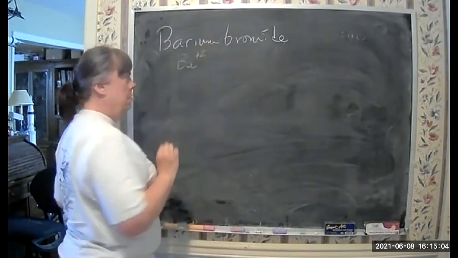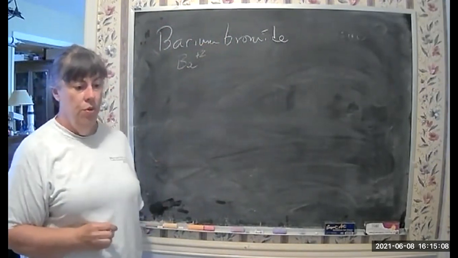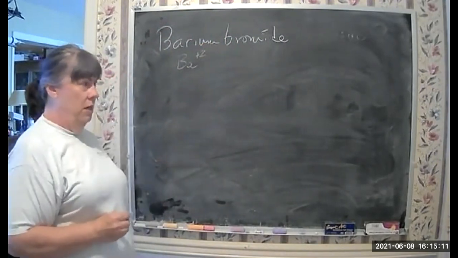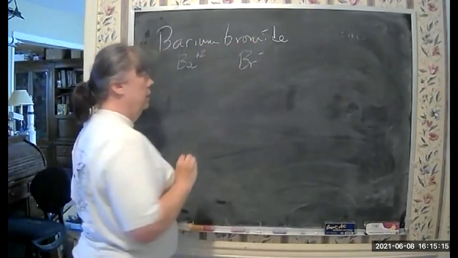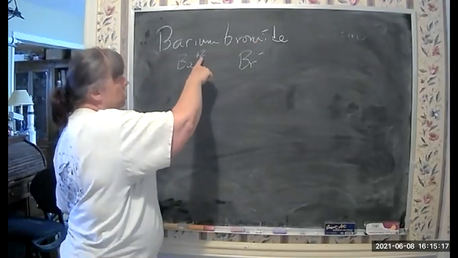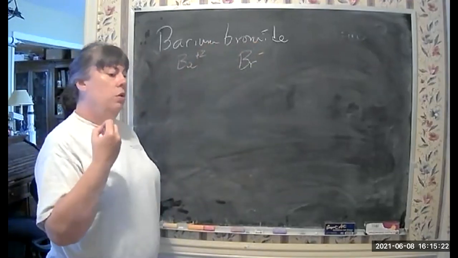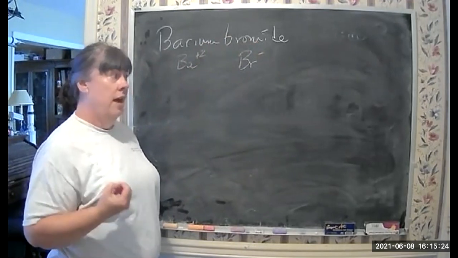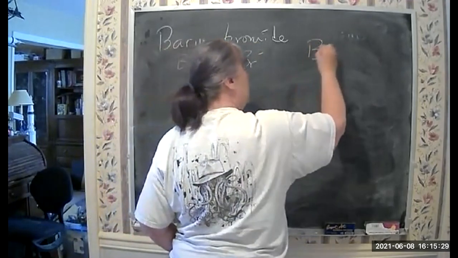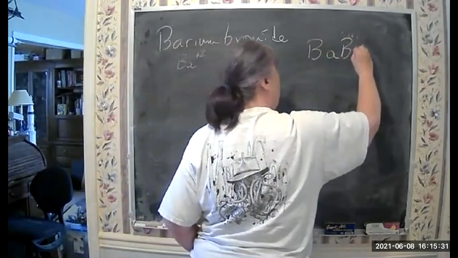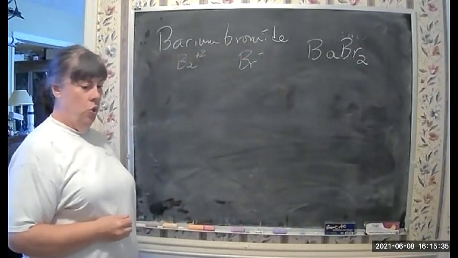So barium is in the second column of the periodic table, known as the alkaline earth metals. Bromine is a halogen. Bromines like to be -1. So look at your charges. This one's +2 and this one's -1. You need 2 bromines in order to actually have a neutral molecule. So when I write this as a formula, it becomes BaBr2.